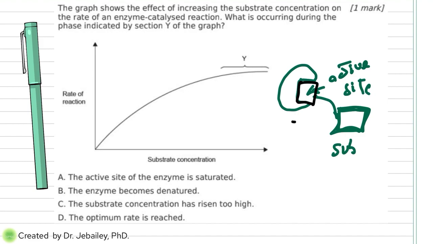So if all the enzymes are already attached to the substrate on their active sites, they all are functioning. That means they have reached a point where all of them are saturated. And what I mean by saturated is that all of them are occupied with a substrate. So the right answer here is A.